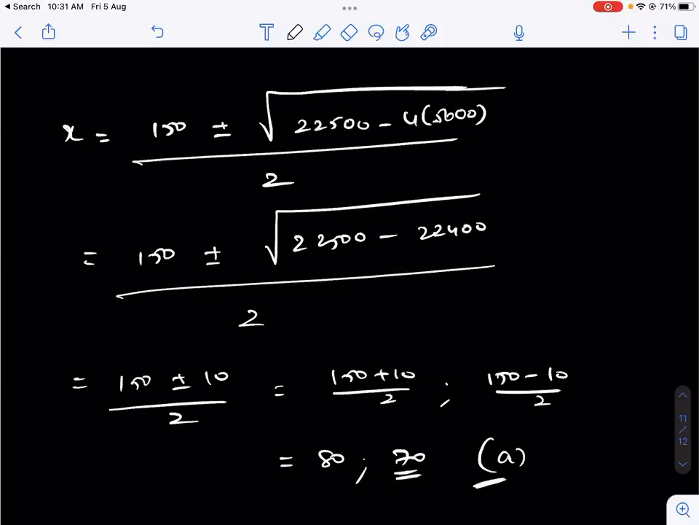Okay. So 70 and 80. So keep working on the remaining problems. If you have any doubt, I think that's the right standard, right?